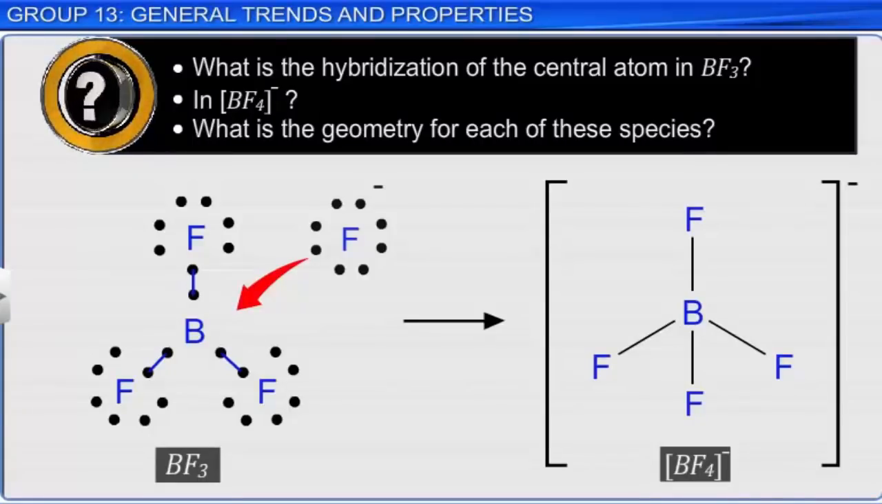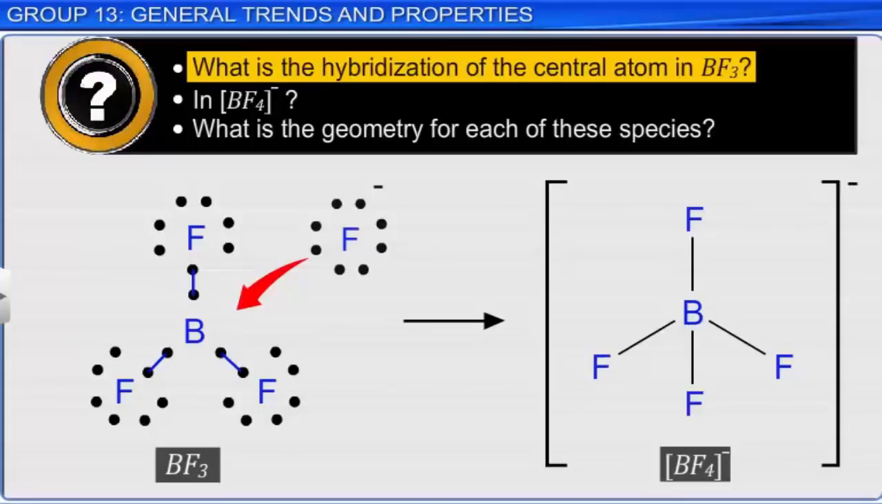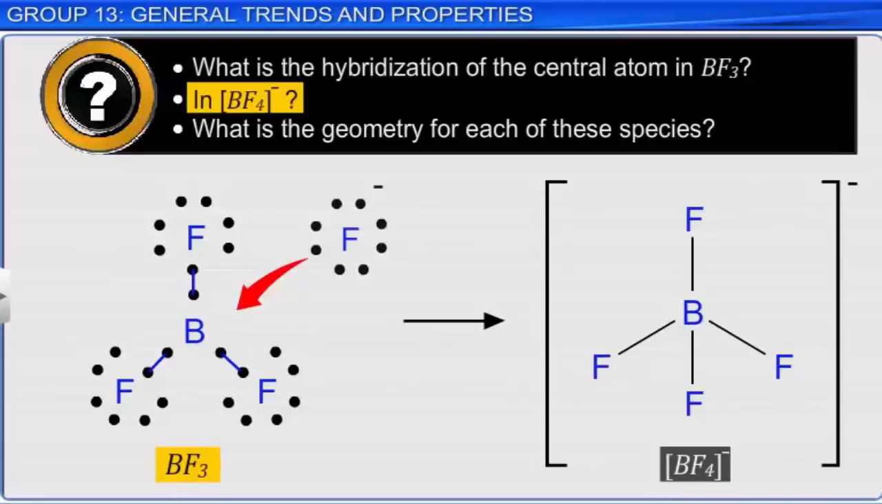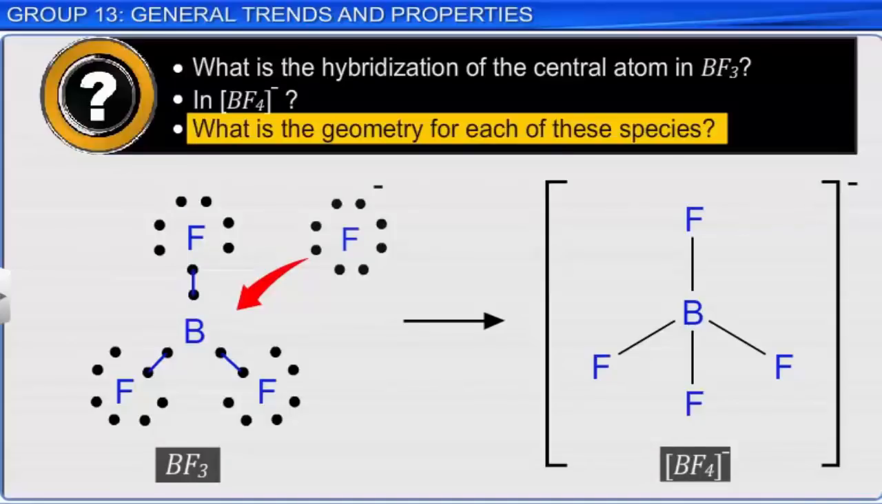Try to answer these questions on your own before checking the answer. What is the hybridization of the central atom in BF3, shown on the left? And for BF4 minus, the product in this reaction, what is the geometry for each of these species?